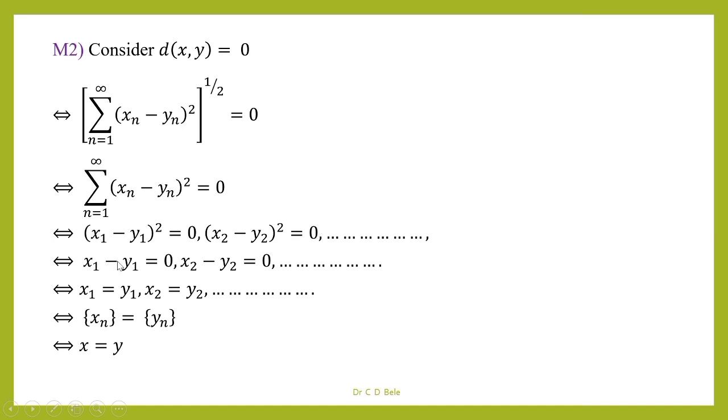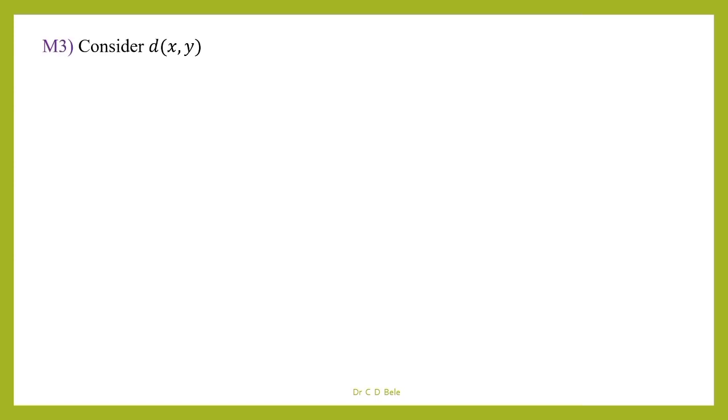From that we get x1 minus y1 equal to 0, x2 minus y2 equal to 0, and it implies x1 is equal to y1, x2 is equal to y2, and it implies we get the sequence xn equal to the sequence yn, and therefore we get x is equal to y, and hence it satisfies the property of coincidence. Now symmetry. Consider d(x,y).